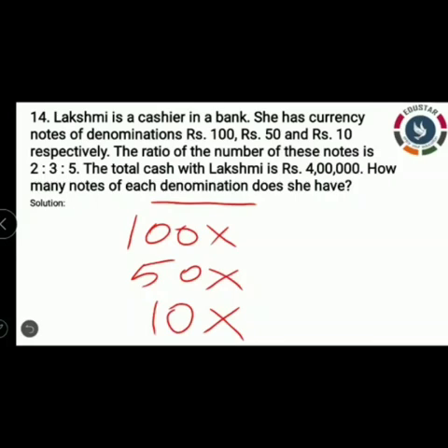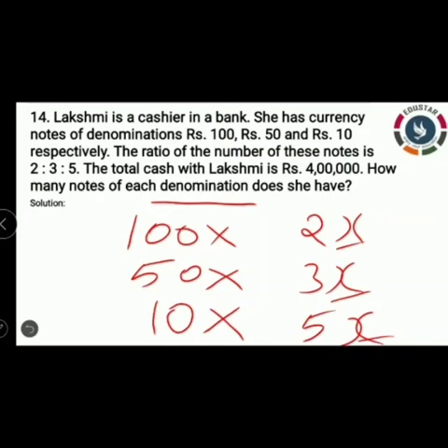50 rupee, 25 notes are there. 10 rupee, 100 notes are there. Likewise, you will fill the tabular column. Here, they didn't give the number of notes. Instead of that, for 100 rupee, 50 rupee, 10 rupee, they gave the ratio 2:3:5. In ratio, what do we write? 2x, 3x, 5x. That number of notes is represented by x.